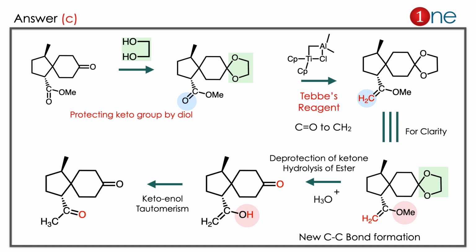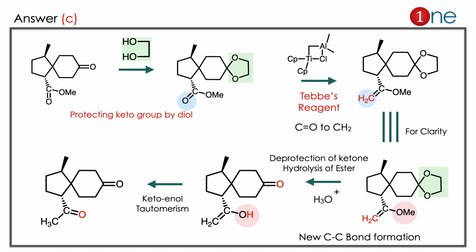Next step, you are using the reagent of titanium and aluminum. Technically it is called Tebbe's reagent. Our reaction may be called the Tebbe olefination. So what really happened is C=O becomes CH2. The reagent is very important because it only attacks the carbonyl and converts it into an alkene.